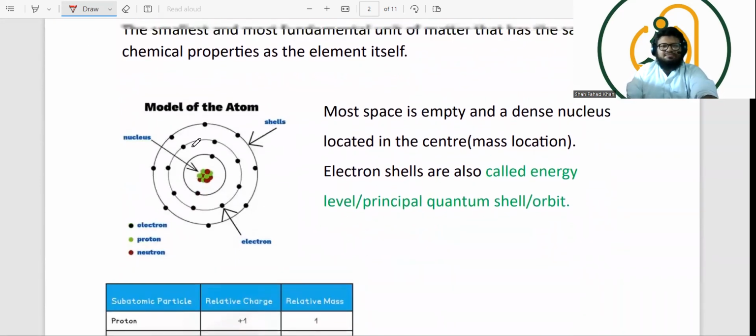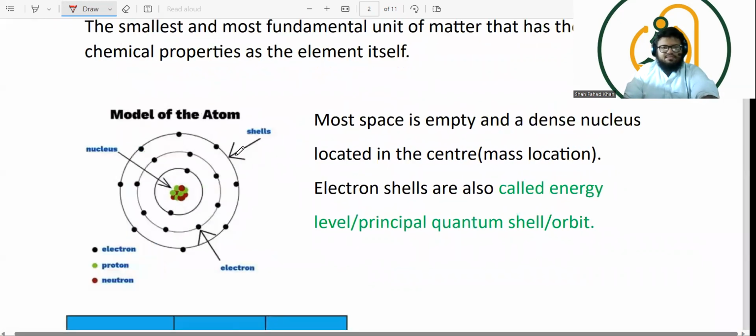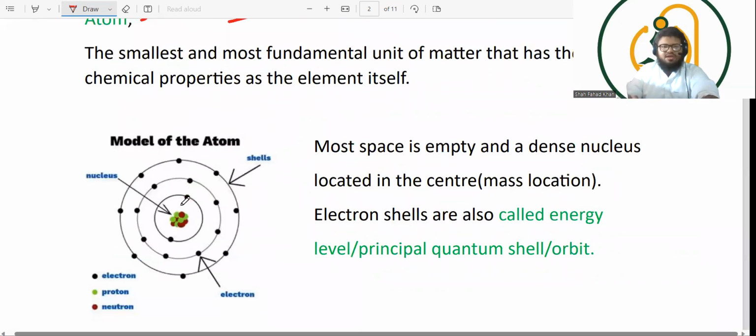Now, this is a simplified model of an atom. Most of the atom space is empty except for the central core, which is a dense core, the dense nucleus that is very, very small as compared to the entire size of an atom. This dense core or the centrally located nucleus contains protons and neutrons. Protons are positively charged particles. Neutrons are neutral, as the name suggests. Electrons, on the other hand, are negatively charged as compared to the protons.